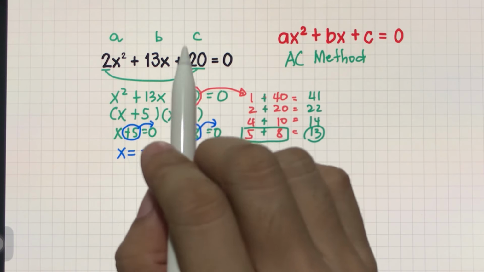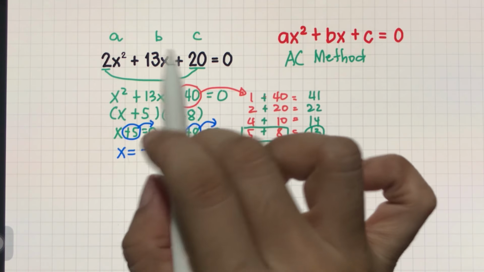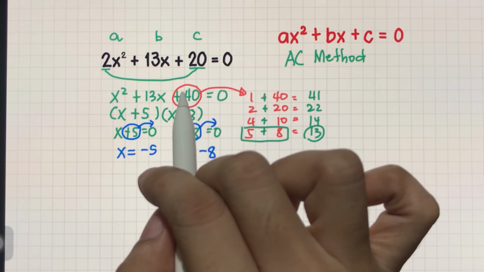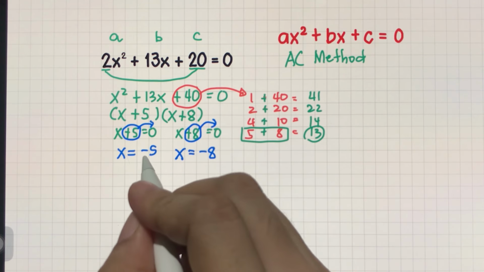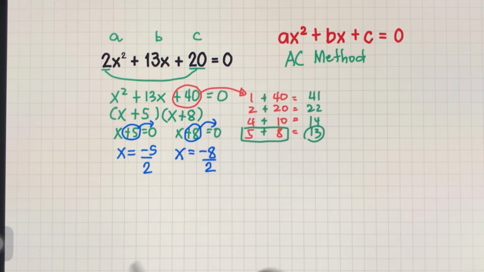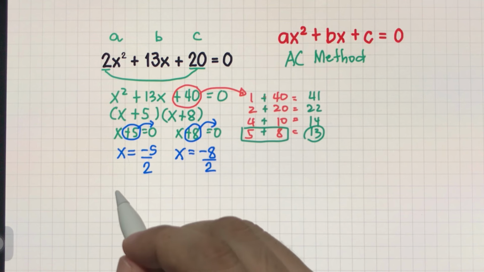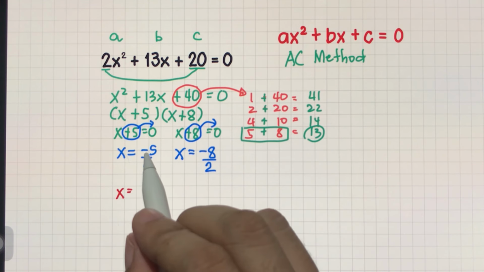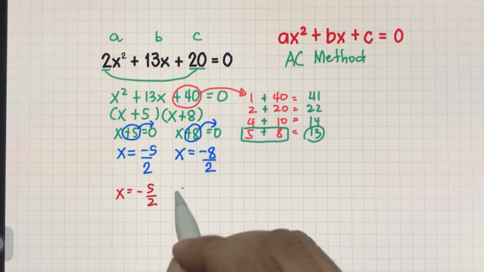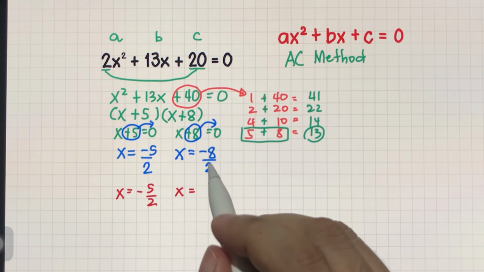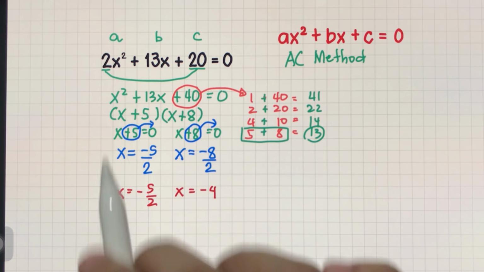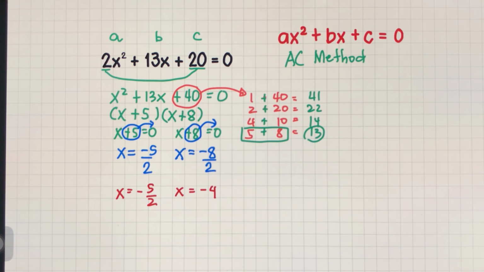And let's go back to this one. I told you that we'll be returning this 2 that we multiplied to 20 by using the reverse operation, which is division. So instead of multiplying, we'll be dividing both answers by the 2 that we multiplied to 20. The values of x will be negative 5 over 2, while the other value will be negative 8 divided by 2, which will give us negative 4. So the values of x, or the roots of this quadratic equation, are negative 5 over 2 and negative 4.